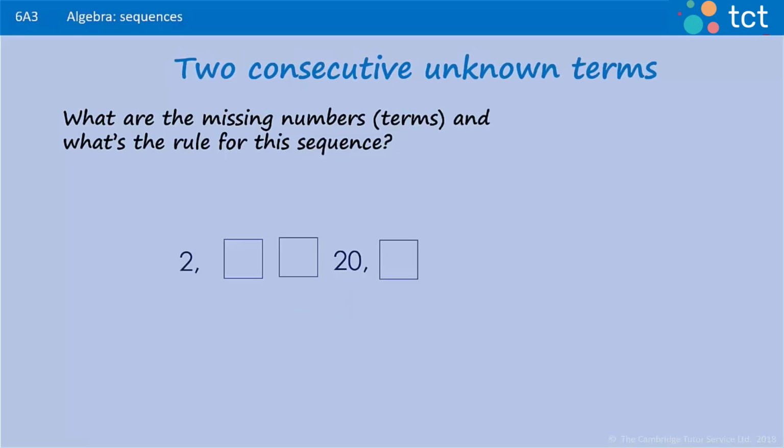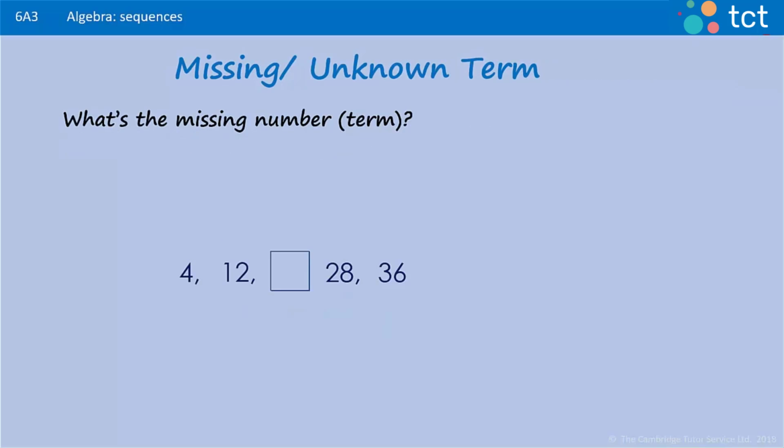We're going to move on here to sequences where there are two consecutive terms missing. That's two terms next to each other that are unknown. But before we do that, I'm going to use the method that you need to use for this, but on one of the previous ones that has only one term missing, so that you understand how it works.